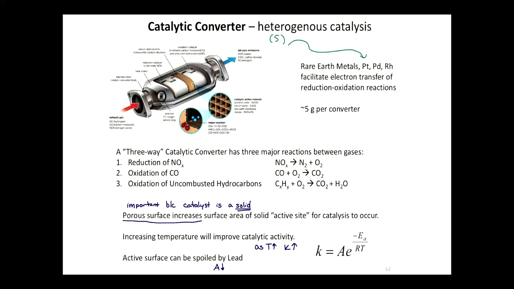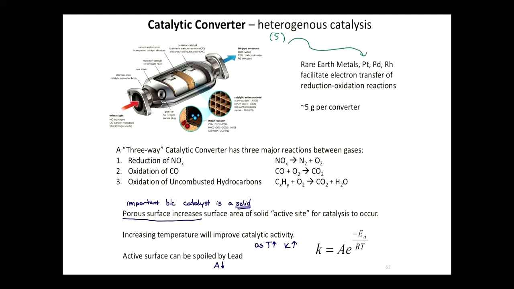And so that's why that's a concern, because a lot of people have been stealing cats off of cars. It's like $300 to $500 worth of rare earth metals just sitting right there underneath your car. We'll talk about catalytic converters when we get to electrochemistry, but some ideas behind a catalytic converter involve its heterogeneous nature.